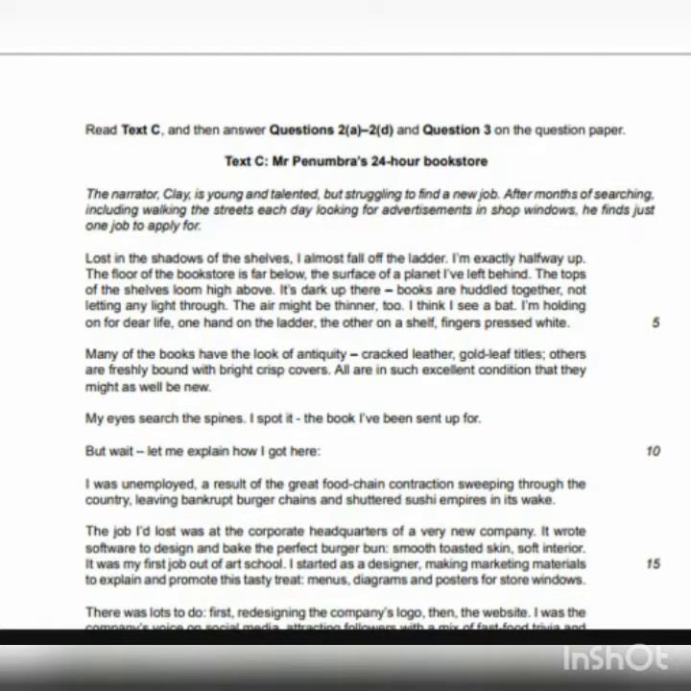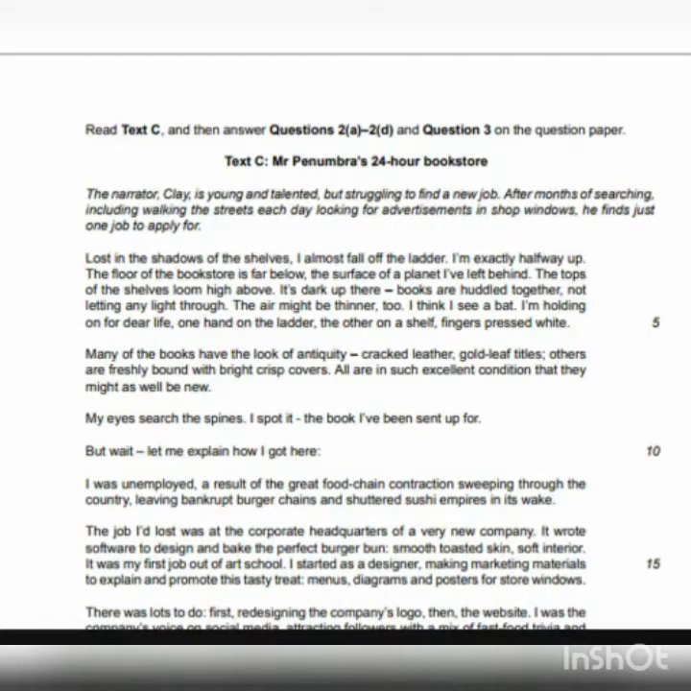Miss, how many phrases are we supposed to explain like this? 3. Three. So one is done. Now we move to the second phrase. Tell me which is the second phrase that you would like to select. Books are huddled together, not letting any light through. Okay. Books are huddled together. That much is also enough.